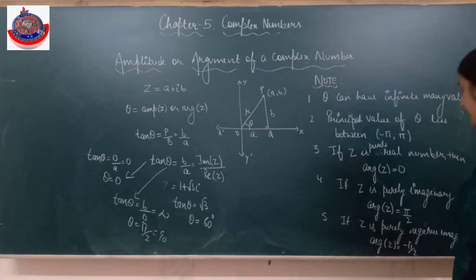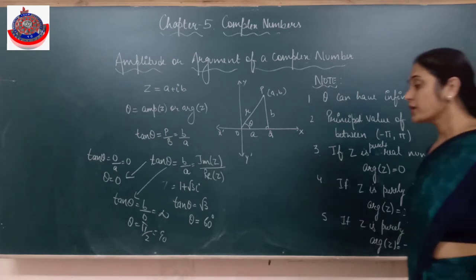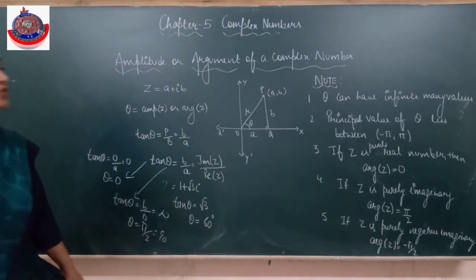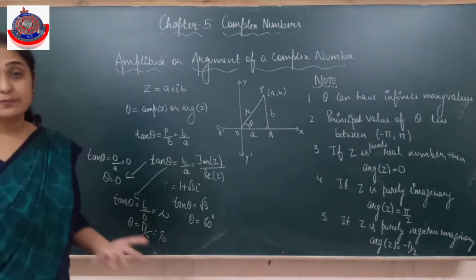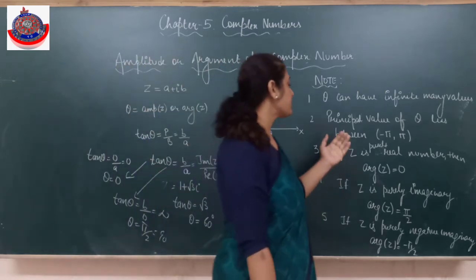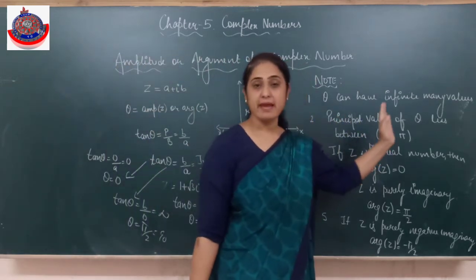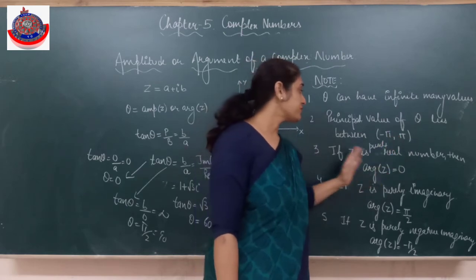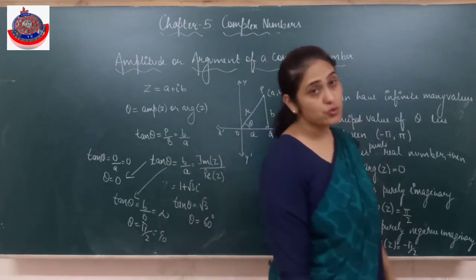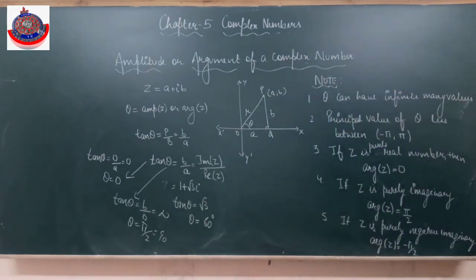And if z is a purely negative imaginary number, it's going to be minus pi by 2. Is it clear? Minus pi by 2, which we have done in our basic concepts of trigonometry, which we require for this chapter. So the principal value of theta lies between minus pi to pi. If it is purely real, the argument will be 0. If it is purely imaginary, the argument is going to be pi by 2. And if it is a purely negative imaginary number, then it's going to be minus pi by 2.